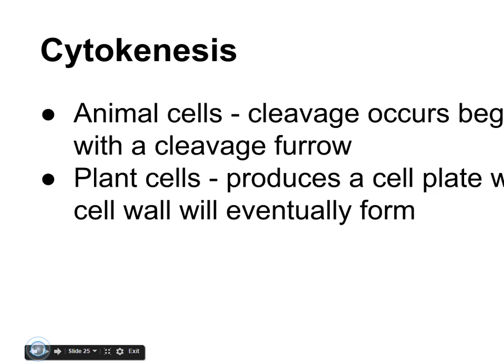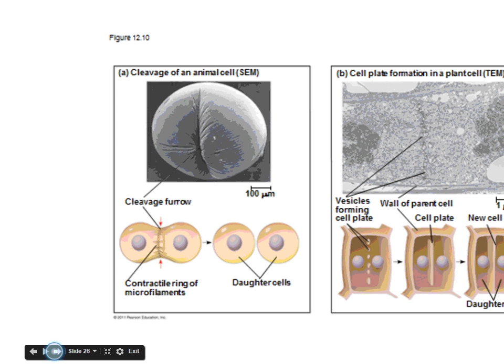So let's see how far we got. Okay, there we go. So cytokinesis in animals: a cleavage occurs beginning with a cleavage furrow, and in plant cells they produce a cell plate where the cell wall will eventually form. You can see the difference here between the cell plate and the cleavage furrow.